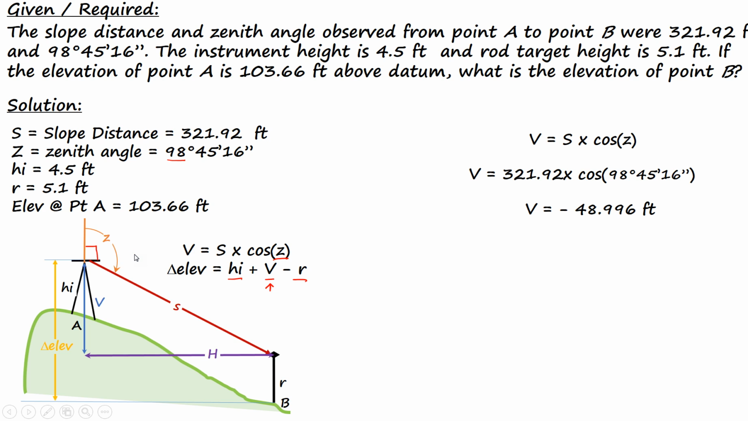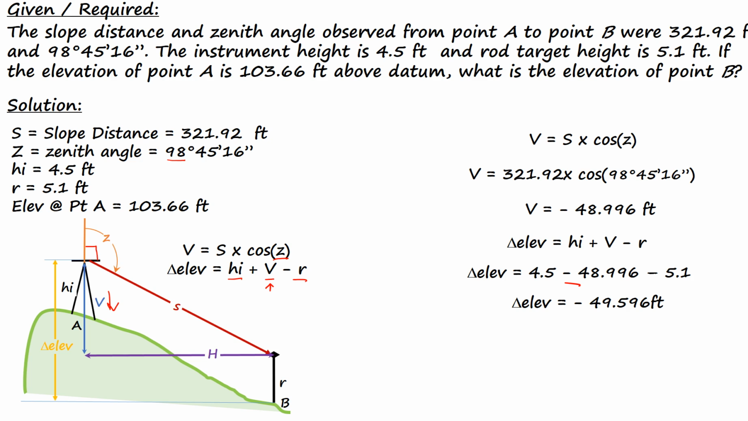Remember, I said we're looking downhill, therefore this value here is going to be negative. The change in elevation, HI plus V minus R. Notice I have a negative value here, so I am subtracting. So that's going to give us a negative 49.596, which makes sense because we are looking downhill, so the elevation is going to be less than the elevation we are currently at up here.